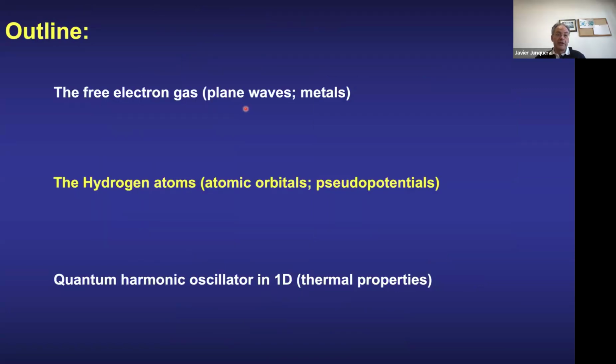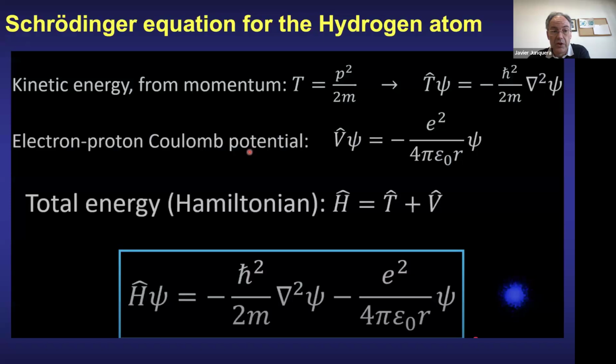Okay, so we can move to the second problem, and the second problem is the hydrogen atom, which will play an important role in the theory of pseudopotentials. For instance, how to solve the Schrödinger equation for an isolated atom. It will take an important role while generating pseudopotentials, or when we are going to use atomic orbitals as the basis of our solutions in the DFT codes.